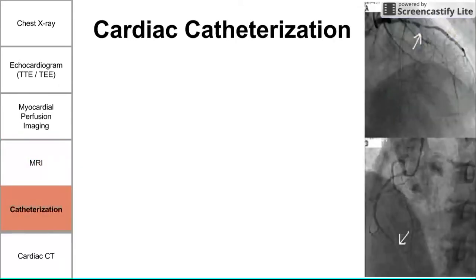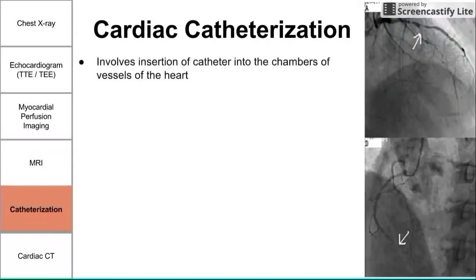Next, we have cardiac catheterization. It's a domain of procedures that involves insertion of a catheter into the chambers of the heart or the vessels of the heart. We can use this for therapeutics or diagnostics. One example of therapeutics is inserting stents through cardiac catheterization.